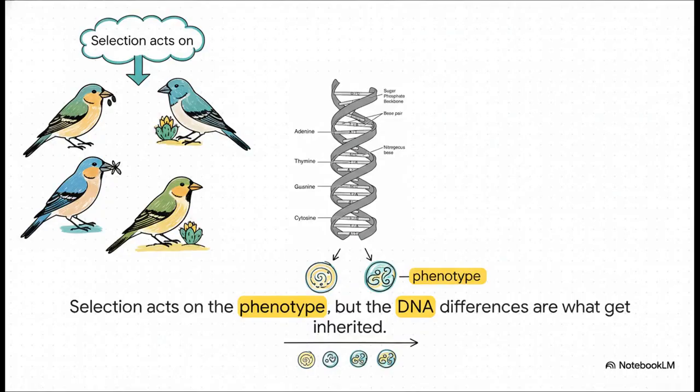And it's so important to remember this link. Natural selection acts on the outside, the physical trait, the phenotype. But what's actually being inherited, what's changing in the population from one generation to the next, are those underlying differences in the DNA, the alleles that build those traits.